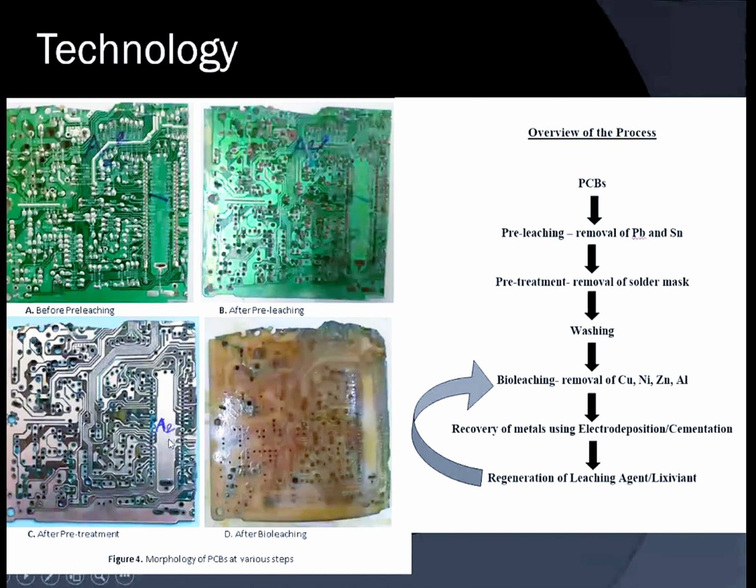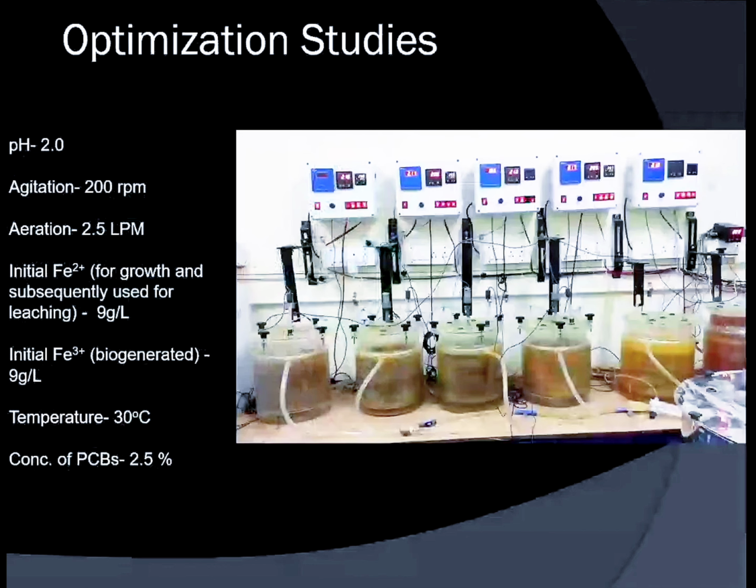So these are the efficiencies obtained. Around 99.99% of the copper and 93% of the zinc has been leached out from the PCBs. See the bioremediation efficiency. Copper recovery after electrodeposition was 92%. As I said, this one.